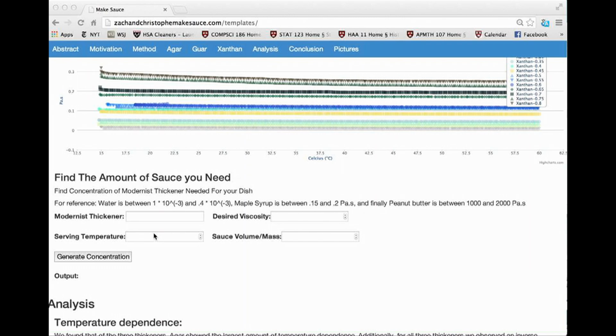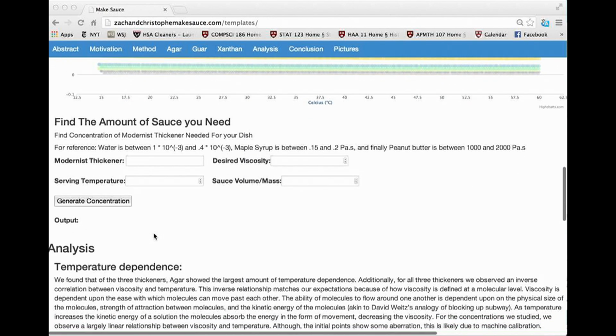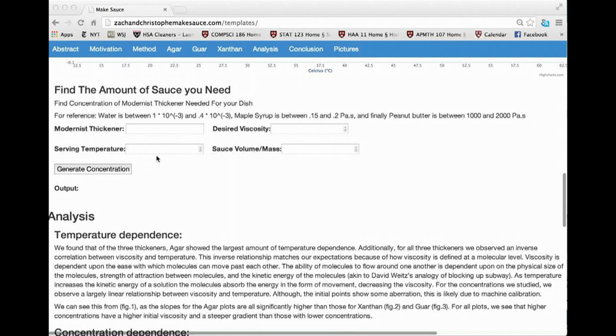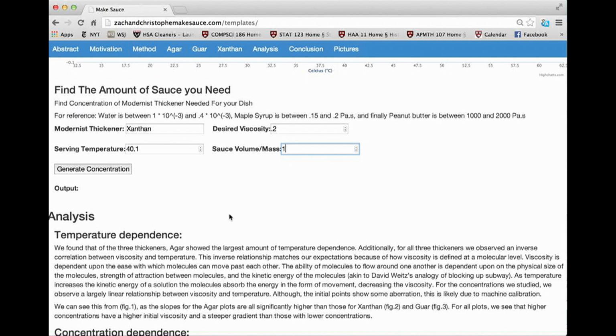Now let's say that hypothetically as a chef I wanted to make a sauce, and as a chef I'm concerned with how hot I'm serving the sauce and what the texture of the sauce is going to be for my customer. Anyway, so I choose to use xanthan gum. I want the viscosity of the sauce to be similar to maple syrup, which is 0.2 Pascal seconds. I want to serve the sauce at about 40.1 degrees Celsius, and I'm making 1 liter of sauce.